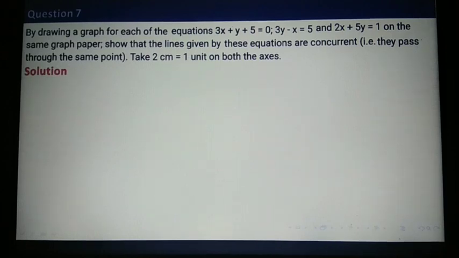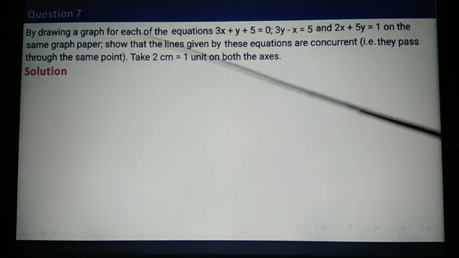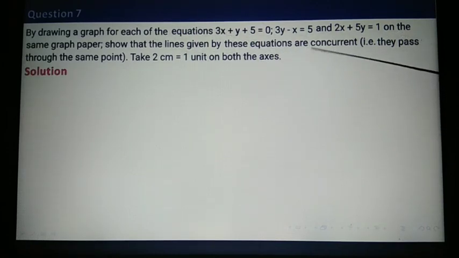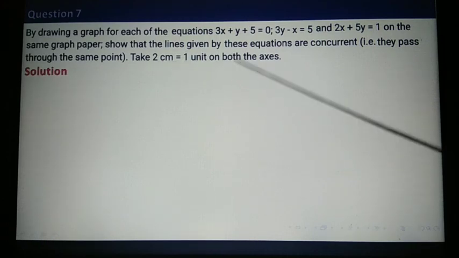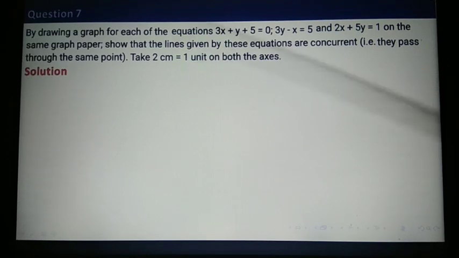So by drawing a graph for each of the 3 equations, again the 3 equations have been given, we need to show that the lines pass through the same point. If the 3 lines pass through the same point, then the lines are said to be concurrent. And here you have to take 2 centimeter equals to 1 unit on both axes. I hope you are familiar with this kind of scale.